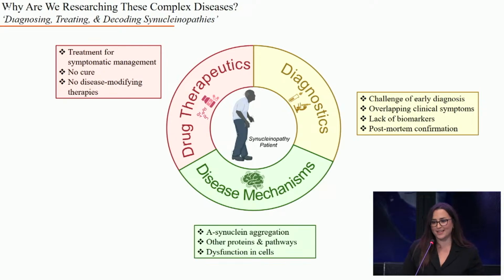And the last aspect in which we want to research these diseases is to understand the disease mechanism. Why or how does alpha-synuclein aggregate? Not only that, but what other proteins and pathways and molecules are being affected here, and could they have a cause? And what is the overall dysfunction in the cells of the brain? If we are able to further understand the disease mechanisms, this will in turn be able to help develop drug therapeutics and, of course, diagnostic markers.